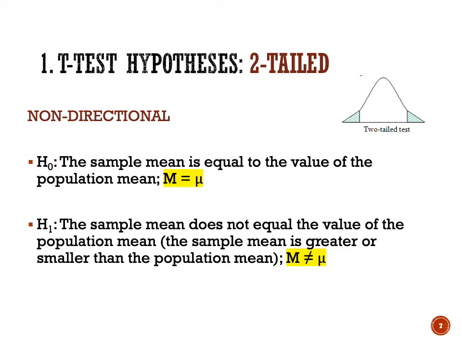So if you're reading a test question or a problem and the setup doesn't mention if the researcher expects or hypothesizes a specific outcome, then the hypothesis is two-tailed or non-directional. The sample mean could be higher or could be lower. Your t-test could have a positive or negative value. We don't know. We just suspect that there's going to be a difference.